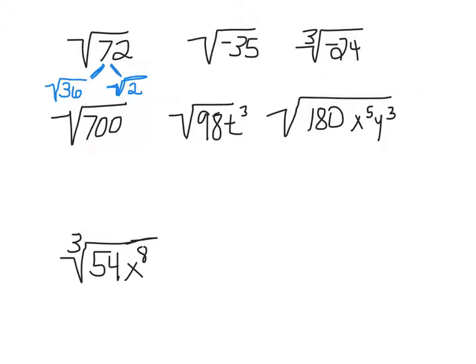So the square root of 72 will be the square root of 36, which is 6. And then I'm going to have the square root of 2 left over. So 6 times the square root of 2. That's the square root of 72 simplified.